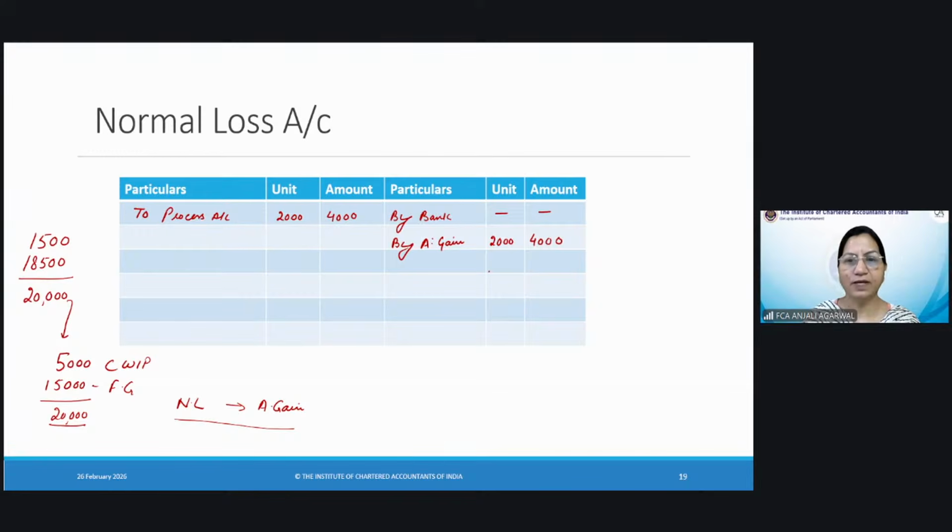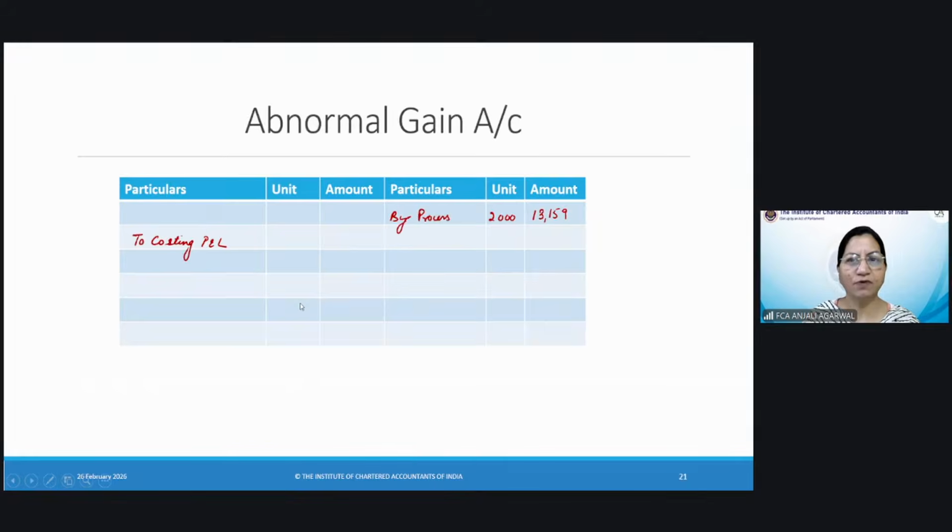So what we are trying to say here is that if this abnormal gain would not have been there, we would have been having scrap of 2,000 units in our hand, which we would have sold, and we would have still got 4,000 rupees from that. But now this is not sold as scrap, this is sold as good units. So our true profit is 9,159.